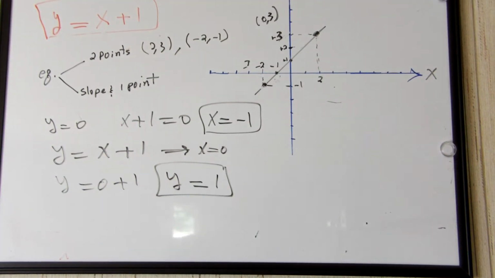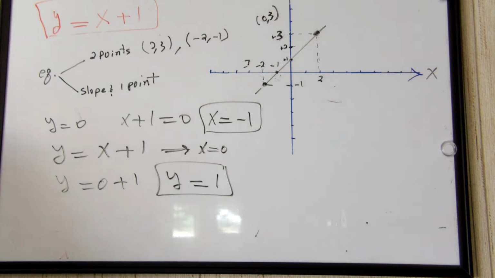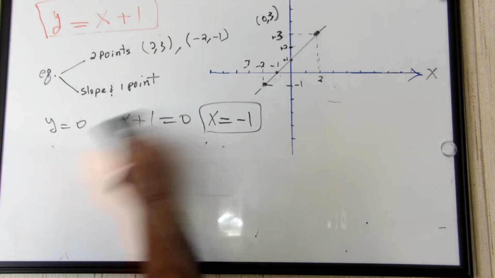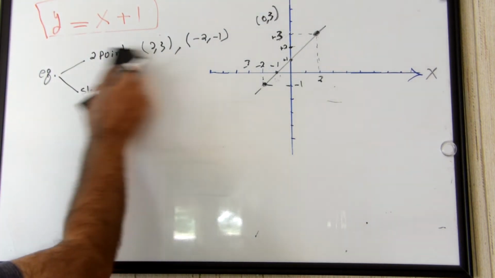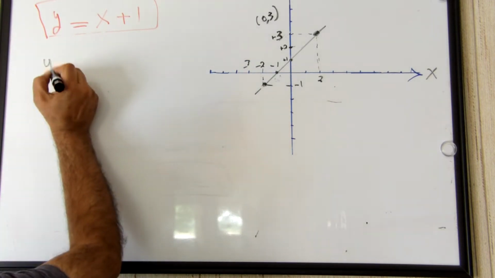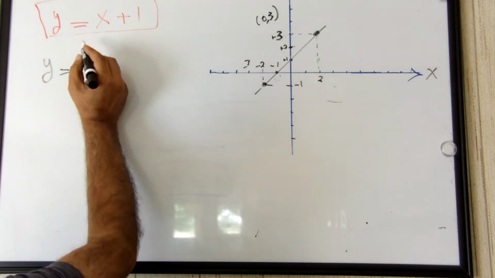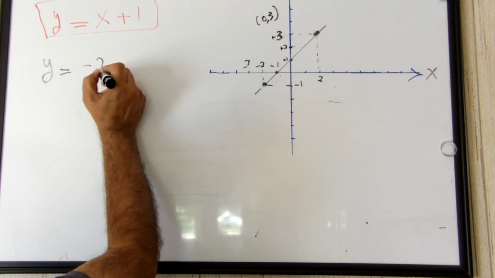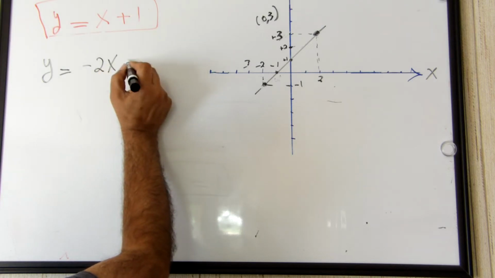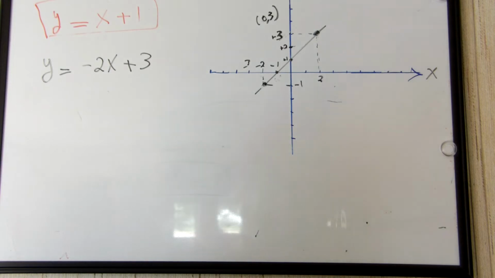Where you intercept the x-axis and y-axis. Let's write another function, like minus 2x plus 3. Let's draw this one.